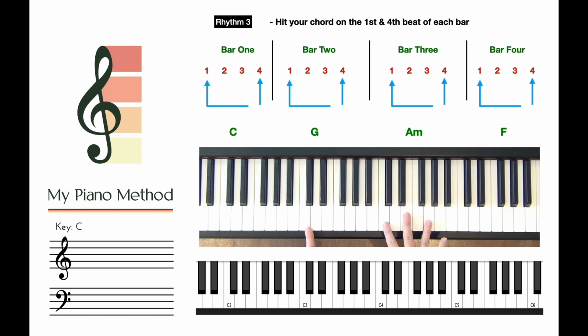So this one's slightly trickier because we are playing the chord on beat 1 and beat 4, which means we do play in quick succession between the bars. So let's try this just on the C major first. We're going to be hitting the chord on beat 1, holding it for beat 2 and 3, and then hitting it on beat 4. So I'll count us in.